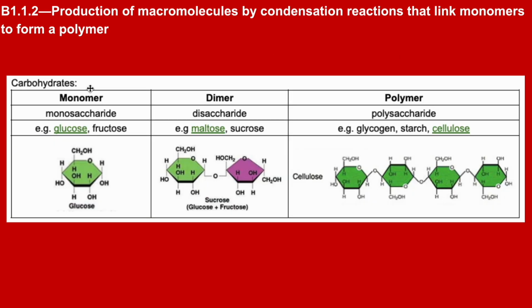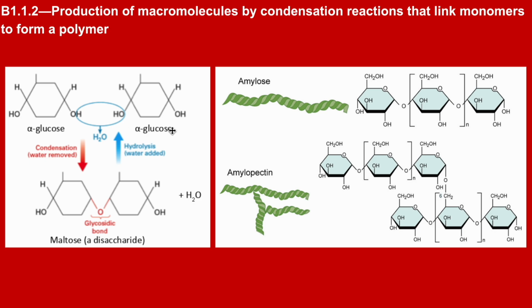Okay, so here again, monomer, dimer, polymer, those are going to be general terms for any of our types of biomolecules. For sugars specifically, saccharide refers to those sugars. Okay, examples of monomers are glucose, fructose, dimers, maltose, like we just saw, or sucrose, which is a glucose and a fructose. Polymers include glycogen, starch, and cellulose, which we'll be talking about in a second.